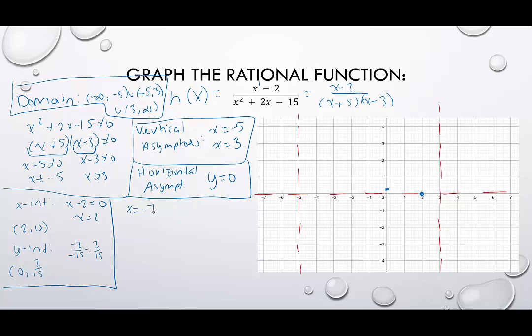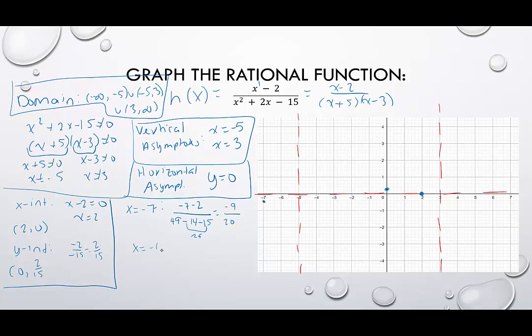So if x equals negative 7, that's going to give me negative 7 minus 2 over negative 7 squared is 49 minus 14 minus 15. That would be negative 9 over, this is 20, so that's going to be over positive 20. So that's just about negative a half. So negative a half will be down here, a little bit higher than it. That was probably too high, but that's okay.